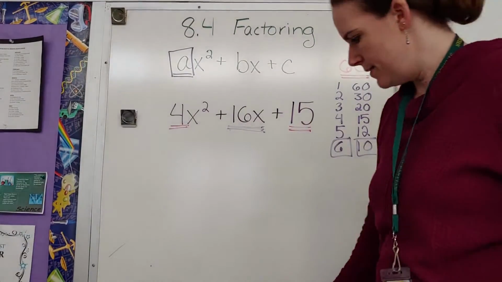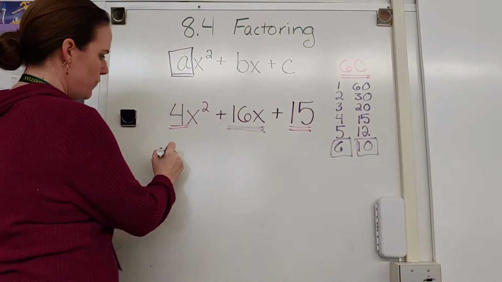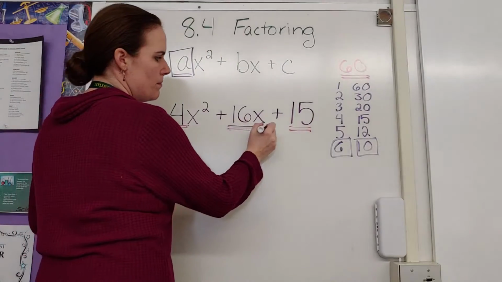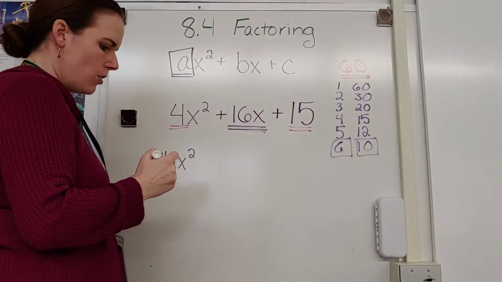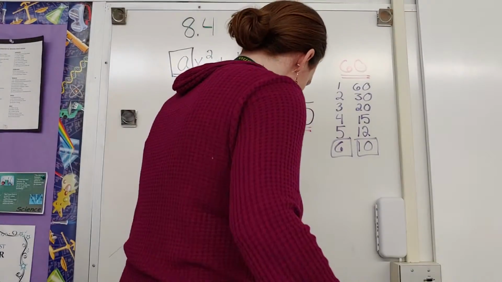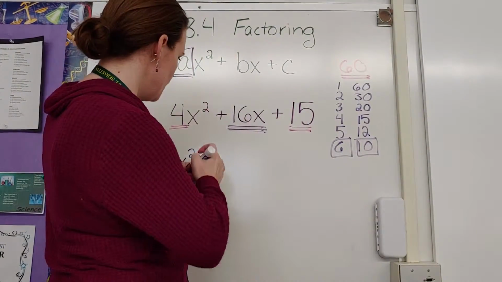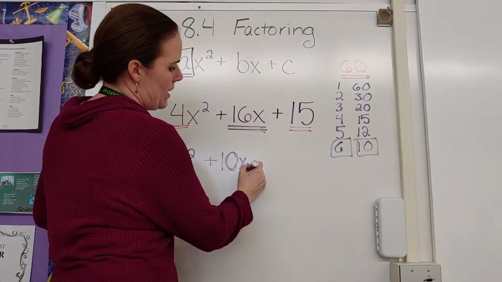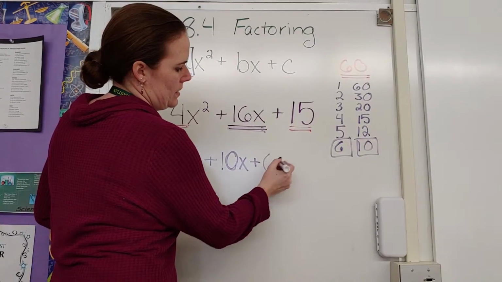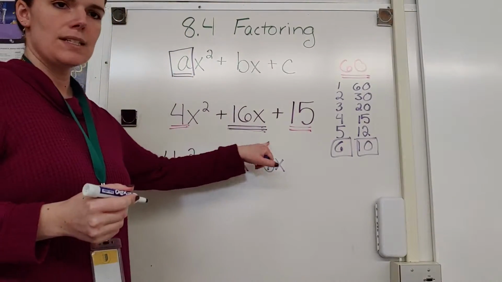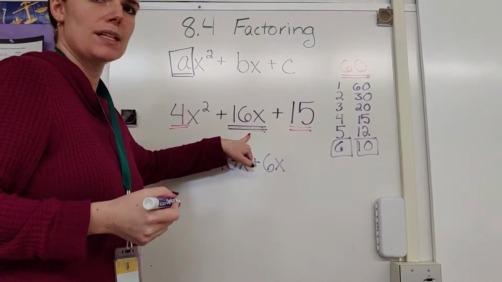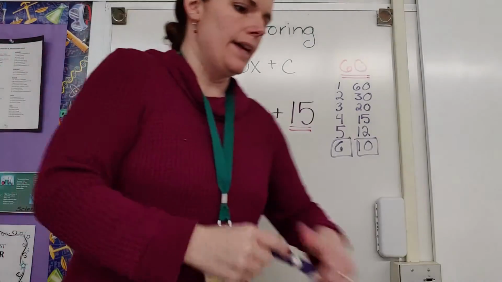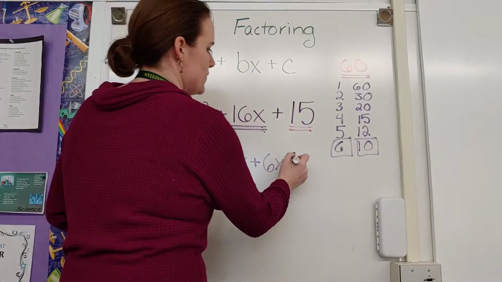So now what we're going to do is actually rewrite this middle term using these numbers. So you've still got your 4x squared. But this middle term here is going to be, I'll put them in a slightly different shade of purple, 10x plus 6x, because that's the same thing. It rewrites to be 16x, so 10x plus 6x. And then you have your plus 15.